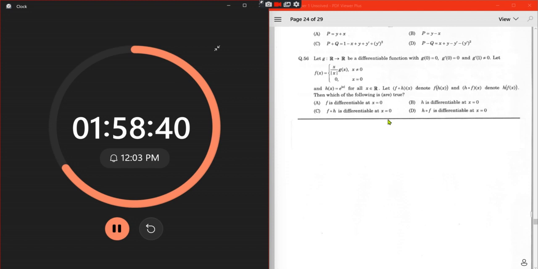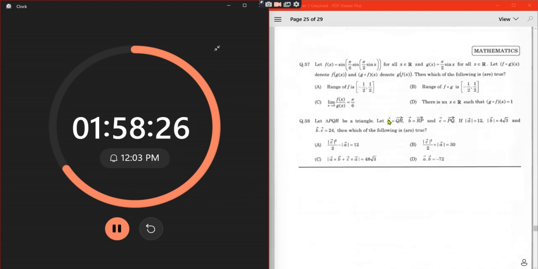Interesting. But do we even care? Because g dash of 0, right? So that will become 0 automatically. So it is in fact differentiable, which means h of f is differentiable at x equals 0. So C is the answer.